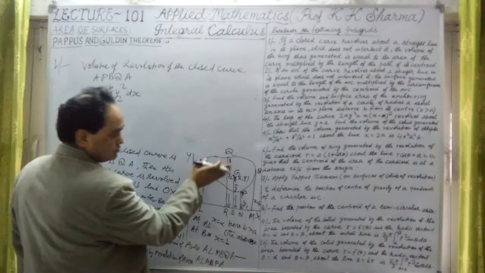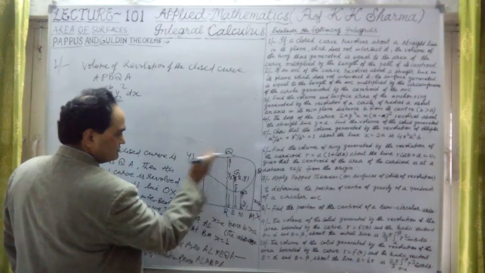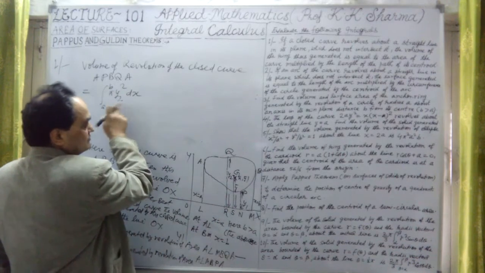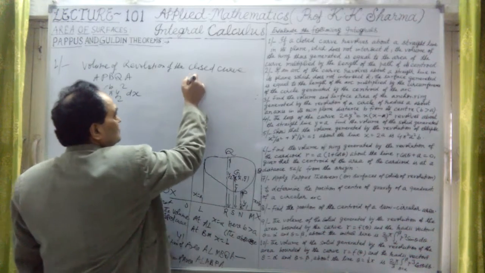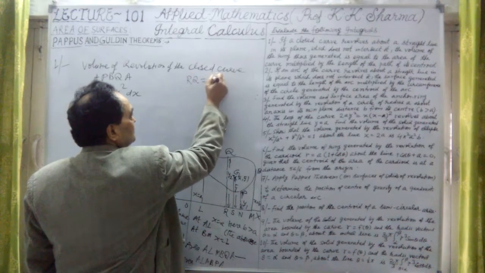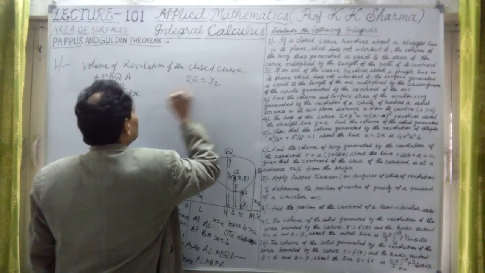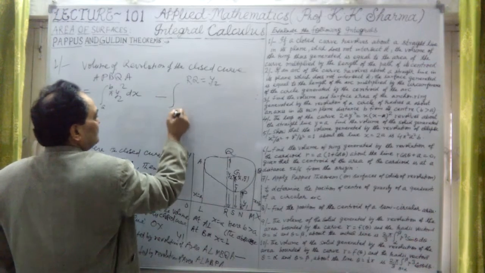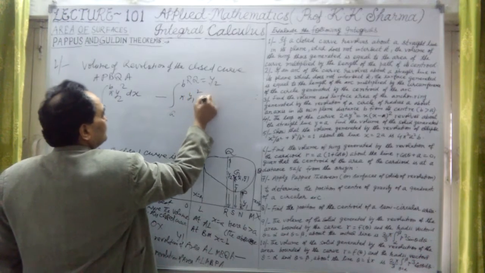Area of the closed curve. If this whole area is revolved about the x-axis, then the radius of this circle will be this. So pi r squared means pi into y2 squared. Y2 is the length RQ, where RQ is y2. I'm sorry, this is y2 here. This y2 I have taken here, minus the integration from a to b of pi into y1 squared into dx.